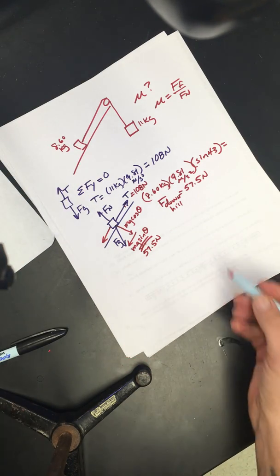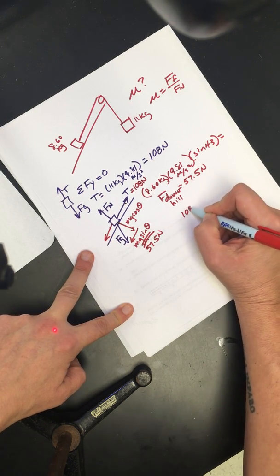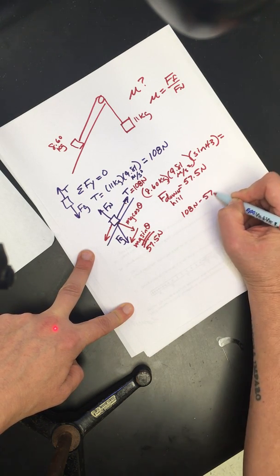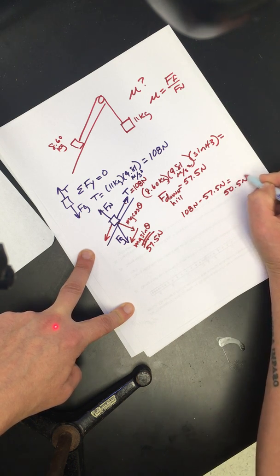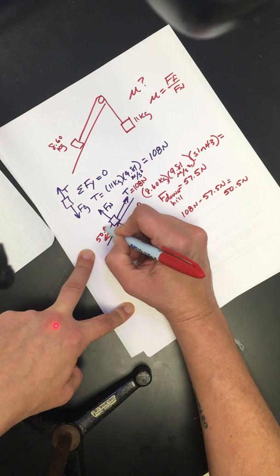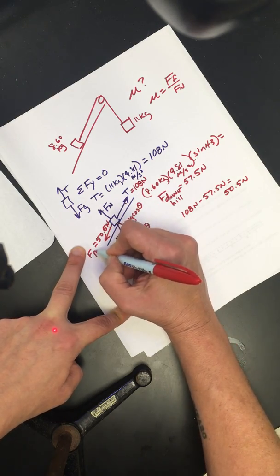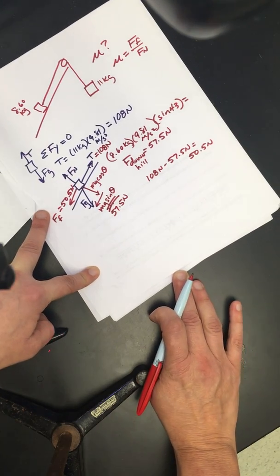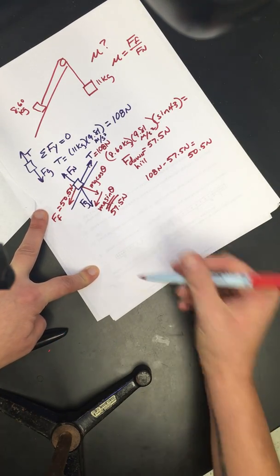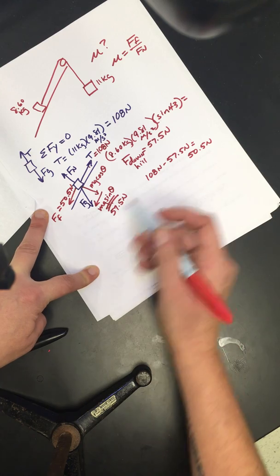So if I subtract 108 newtons minus the 57.5 newtons, I get a difference of 50.5 newtons, which means that my friction is 50.5 newtons. I think I got to slide this up for you. Let's do that. Okay, almost there.